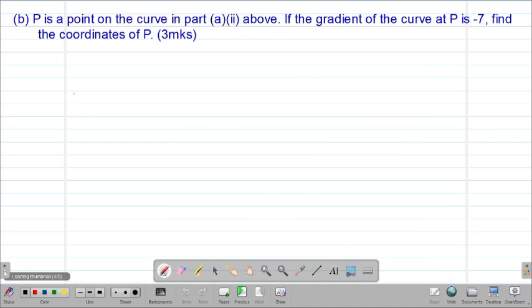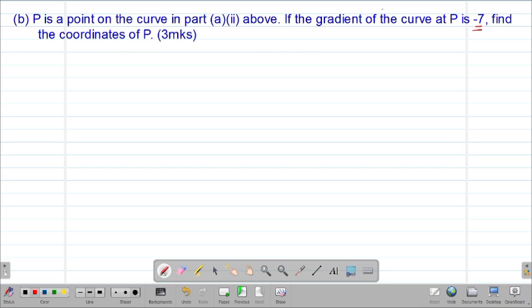Therefore, this was the equation of the curve. Then we look at part B of the question, whereby we are told that P is a point on the curve in part A Roman 2 above. If the gradient of the curve at the point P is negative 7, find the coordinates of P.